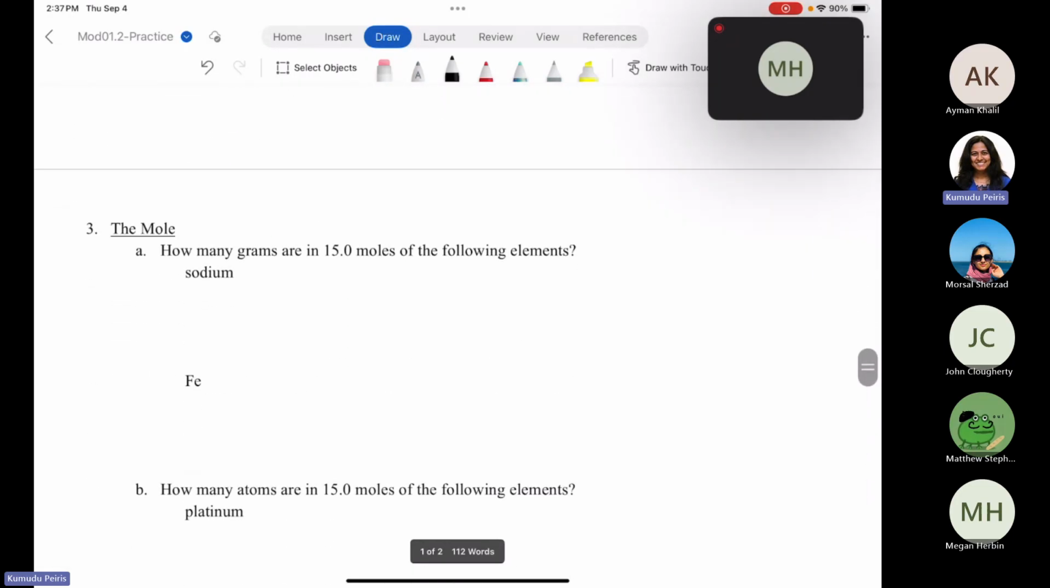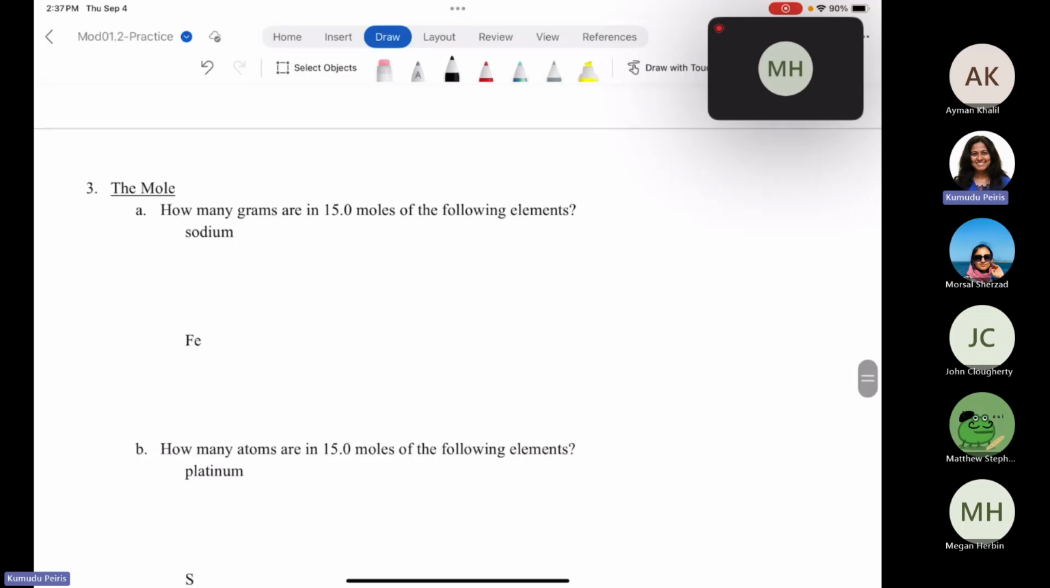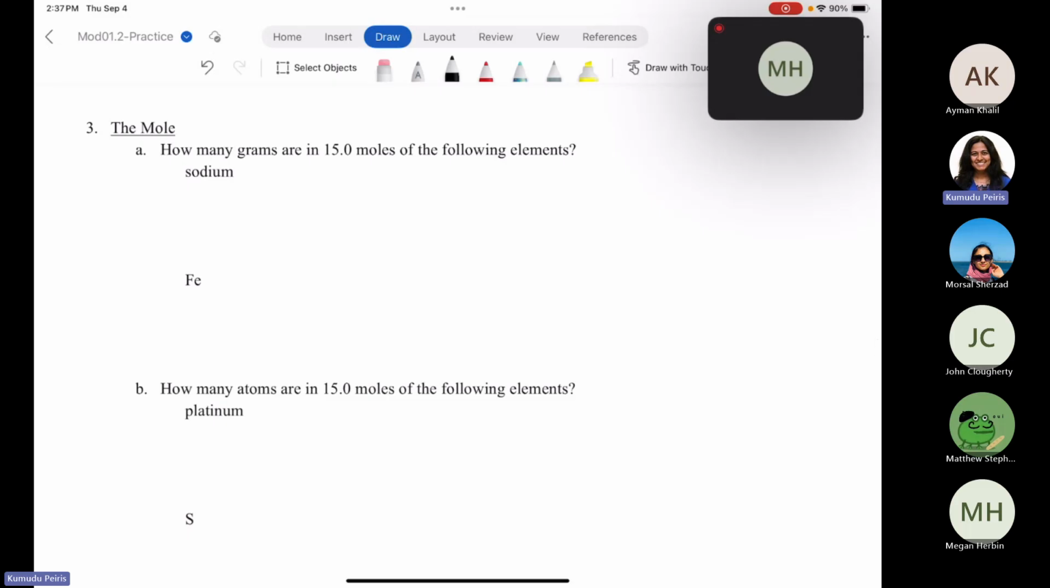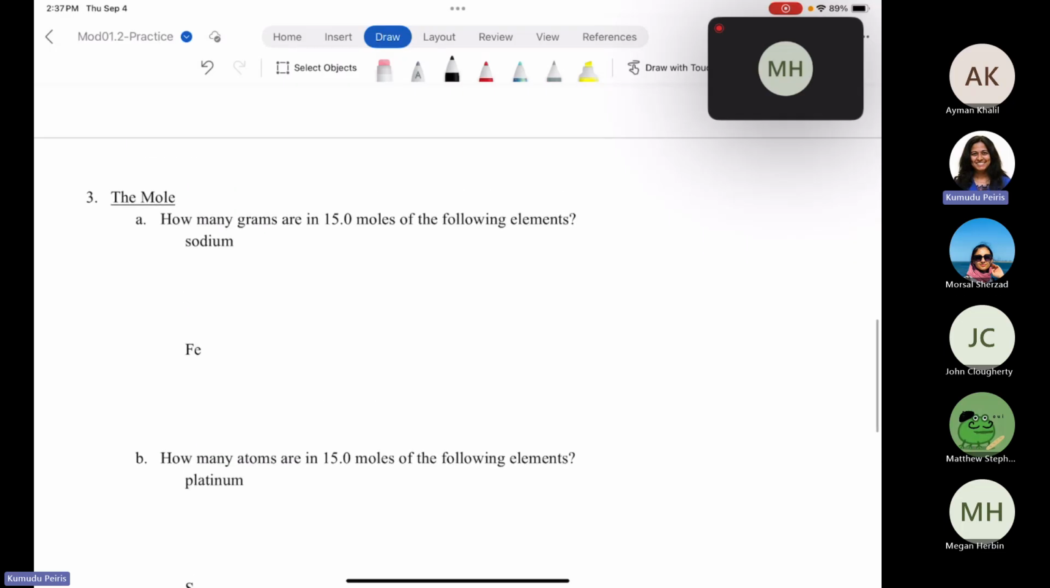Okay. If not, I will go to the next one. Right. Here we are trying to do the conversions. This is a very important part of the course. We'll work with moles and grams. Right. So what is a mole? One mole contains how many things?